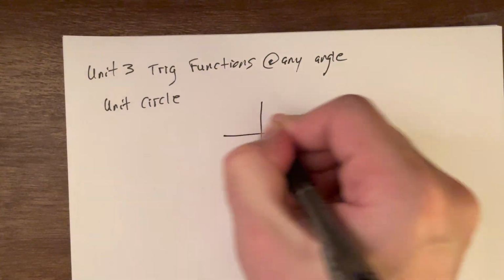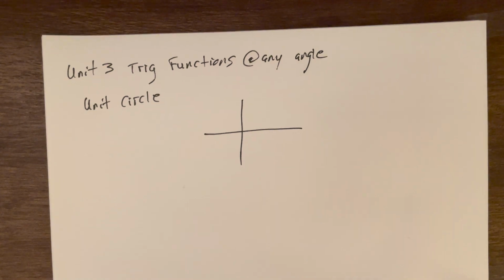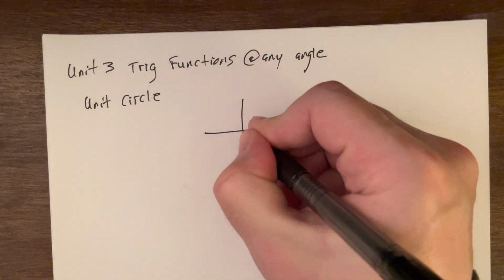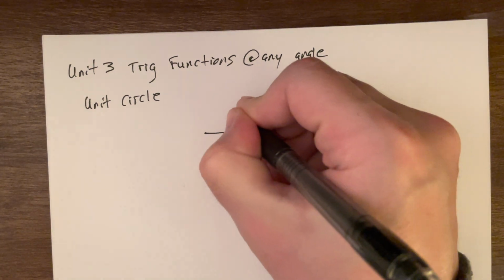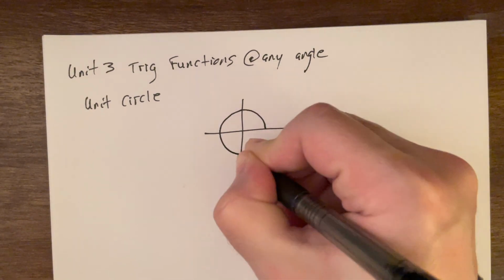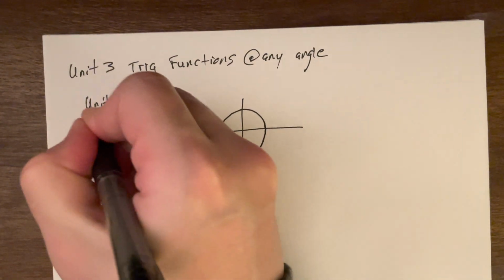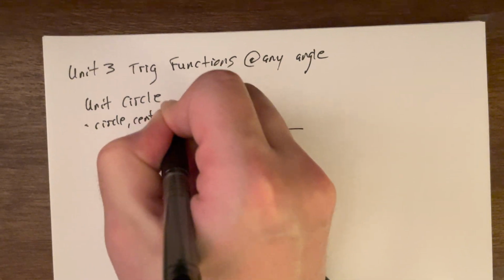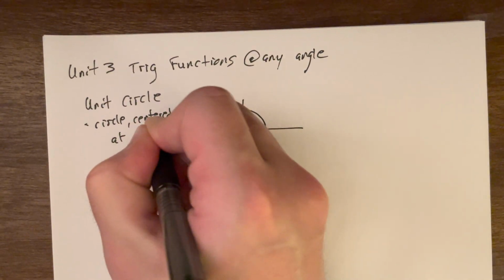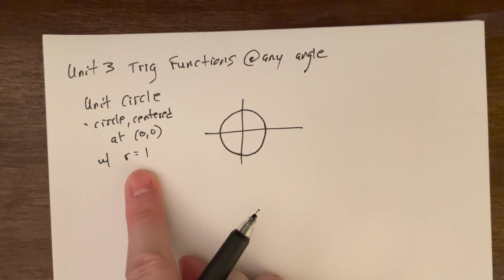Well, now we're back to our standard XY axis, and we're going to look at a circle whose center is the origin and whose radius is exactly 1 unit. Hence, that's why it's called the unit circle: a circle centered at the origin with a radius equal to 1.